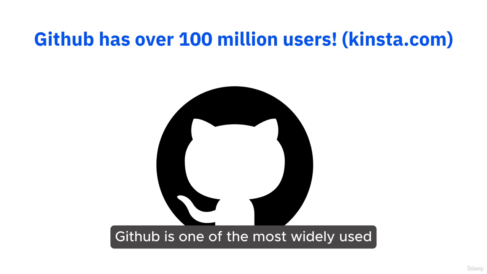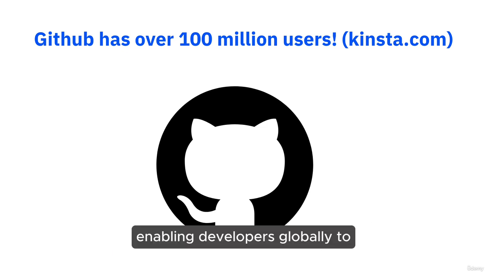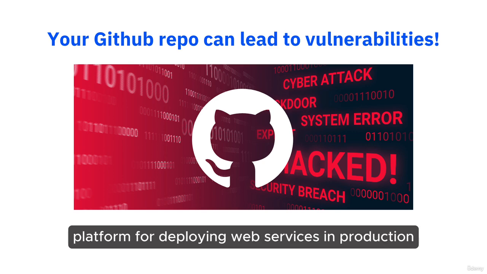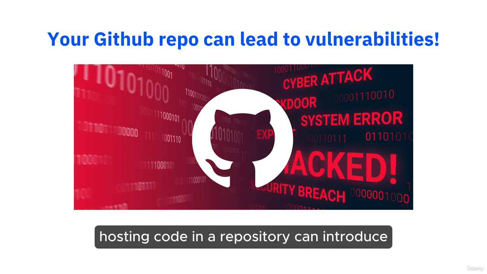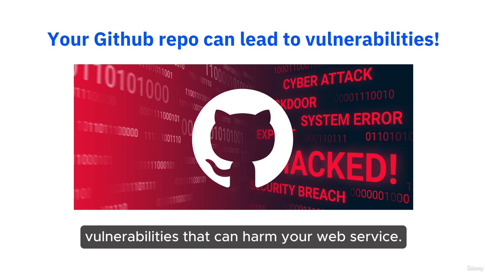GitHub is one of the most widely used code storing websites, enabling developers globally to host, share, and deploy their code. While GitHub might not be the primary platform for deploying web services in production, hosting code in a repository can introduce vulnerabilities that can harm your web service.